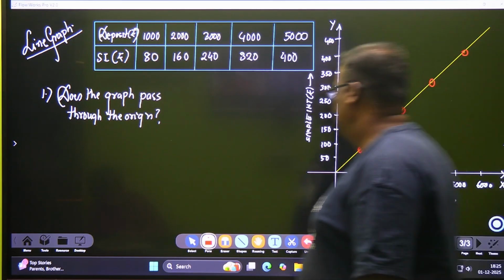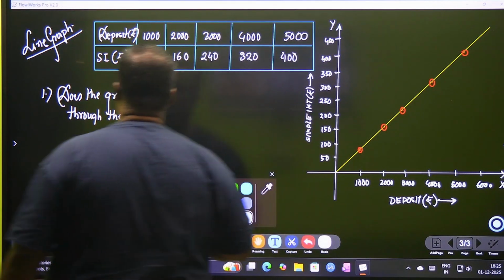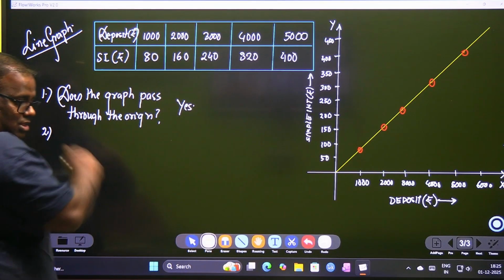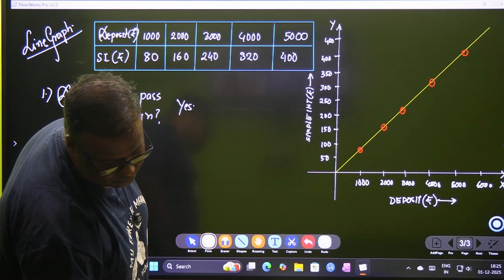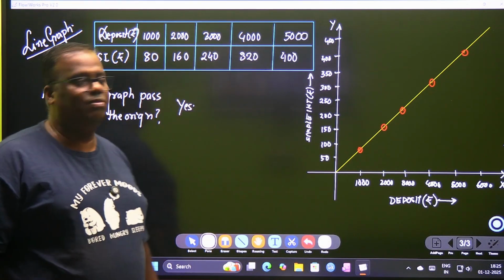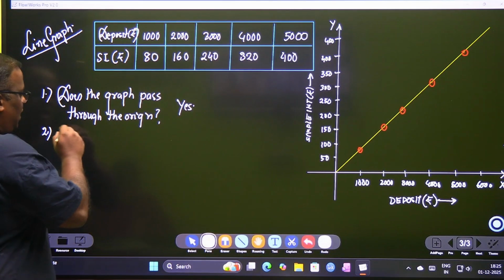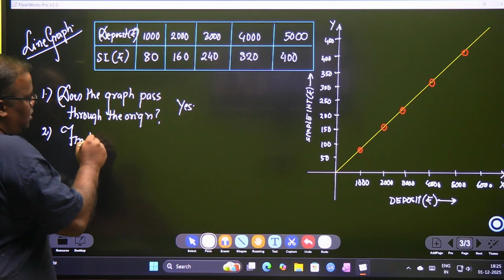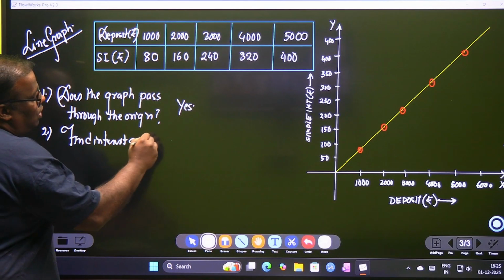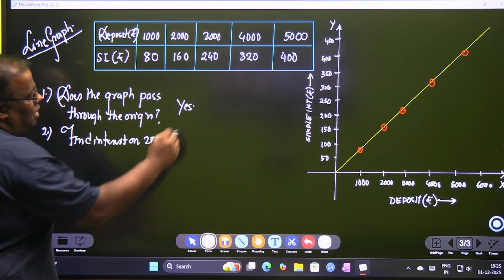So to answer this question, does the graph pass through the origin? The answer is yes. Okay, the next part of the question is interesting. It says, use the graph to find interest on 2,500. See, find interest on 2,500 rupees investment. Find interest.